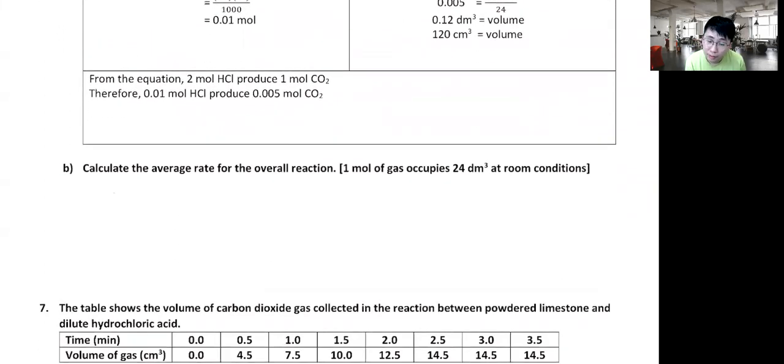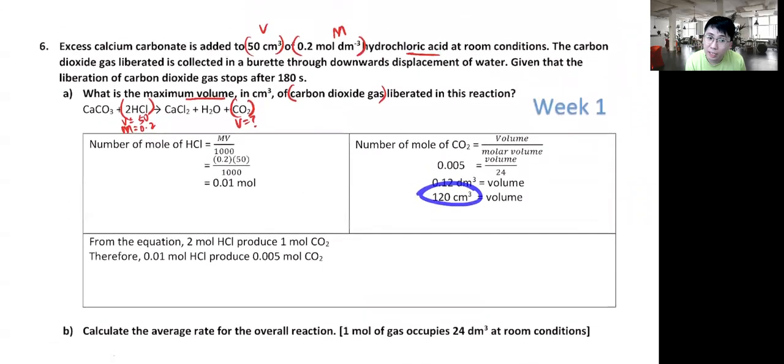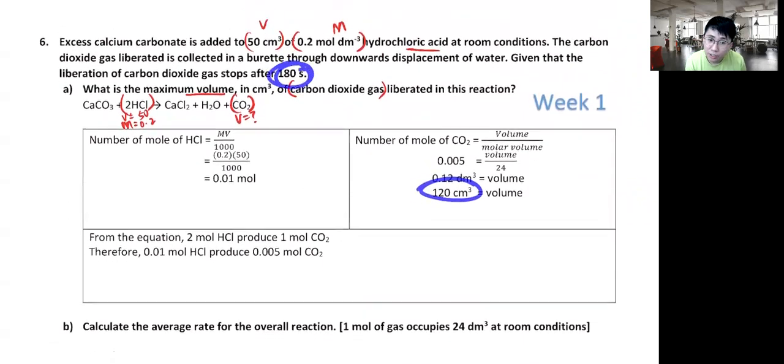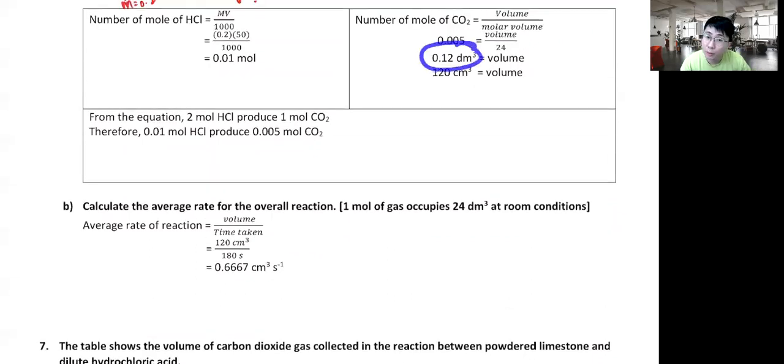Once you produce your CO2, what is your average rate of reaction? How to find rate of reaction? Volume over time. Volume found, but what's my time? 180 seconds. So 120 divided by 180 is 0.6667 cm³ per second. Some students might ask, teacher, can I use 0.2 over 180? Sure, but the unit will become dm³ per second. It depends which one you use. Go according to your unit.